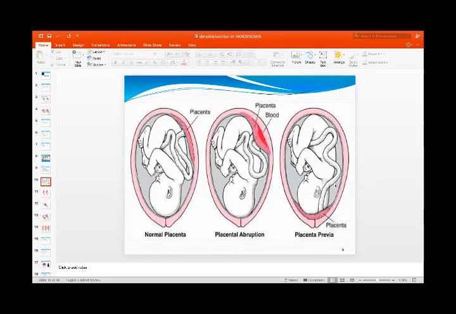This is lower uterine segment and this is the upper uterine segment. So if the placenta is situated in the lower uterine segment, then it is called placenta previa, which is another major cause of antepartum hemorrhage.